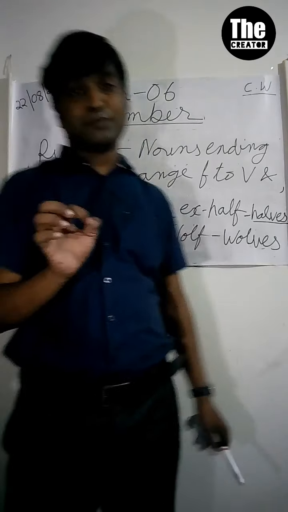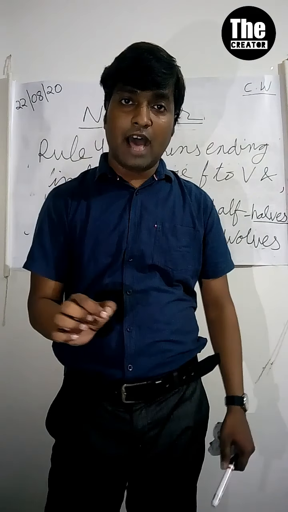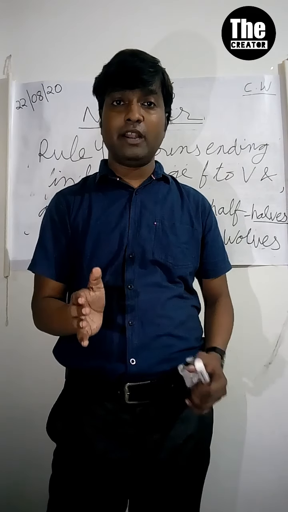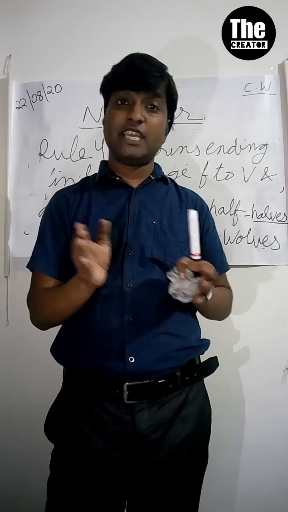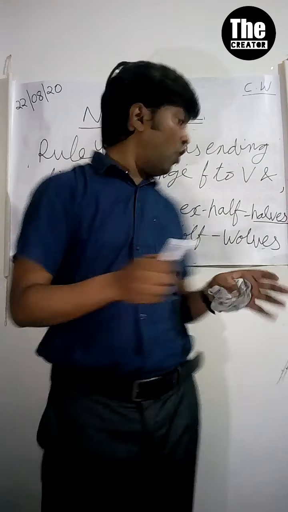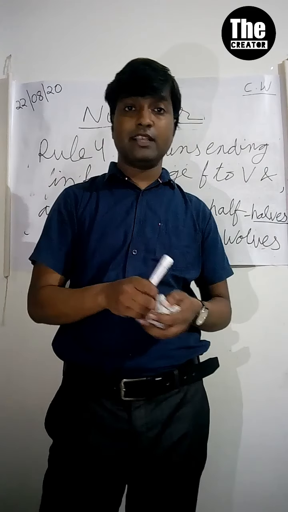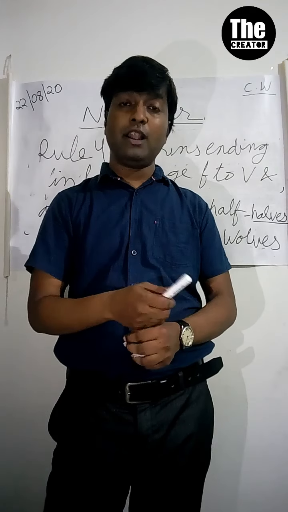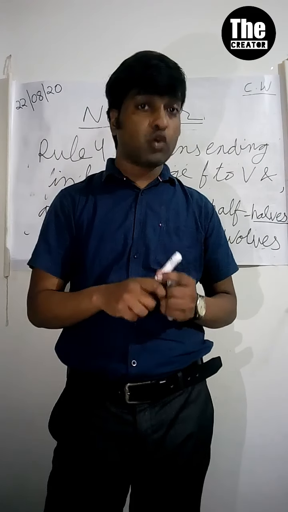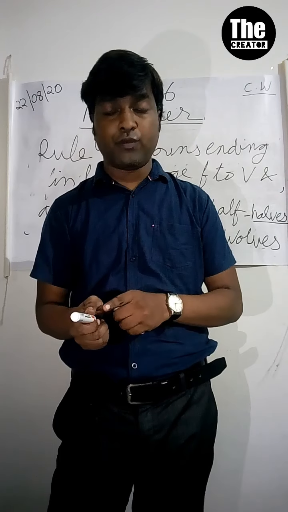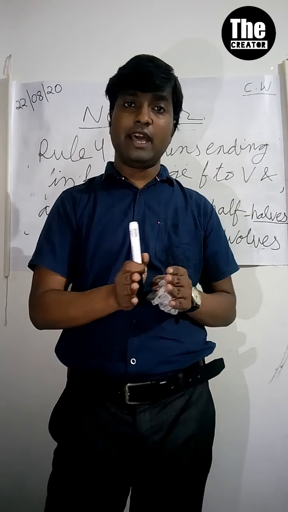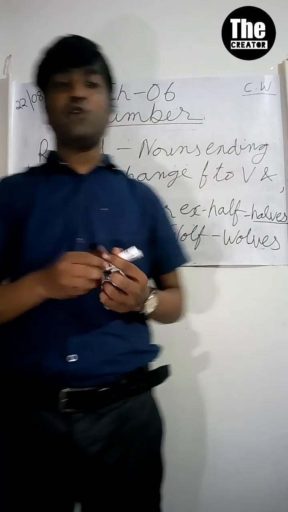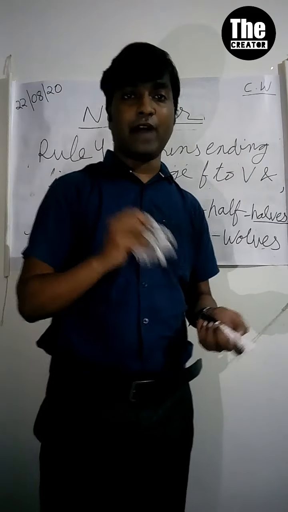But there are a few exceptions in this also. Some nouns ending in F only take S. For example, chef, C-H-E-F. F is there, so we cannot add VES in that. Got it? You just need to add S over there. If you want one more example, roof, R-O-O-F, just need to put S over there, then it would become roofs in its plural form. Got it? So this was our rule number 4. Let's talk about rule number 5.